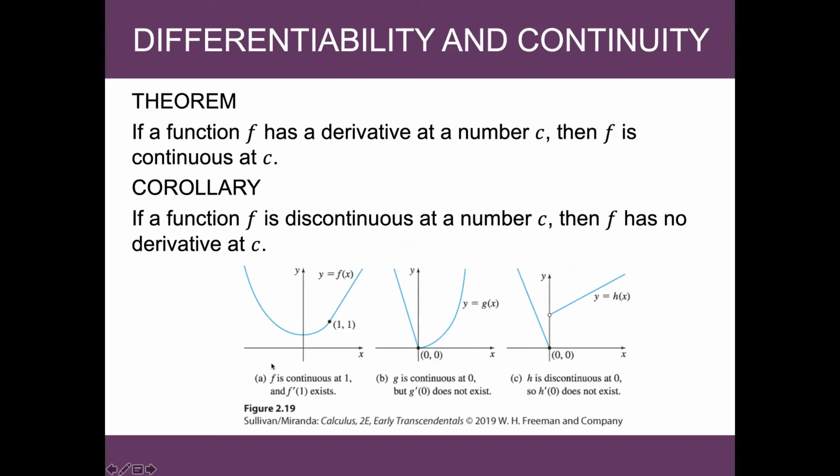And this one over on this side, f is continuous at 1 and f prime at 1 exists. So it does turn out, you can see this is a parabola and this looks like it's going to a straight line, but it has to be that the slope of this line has to match the slope of this curve at that point.